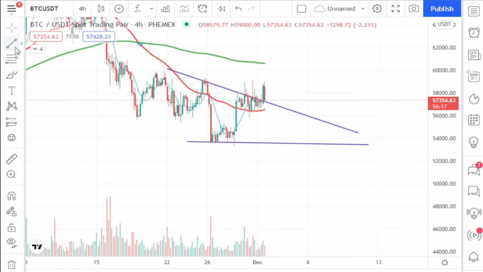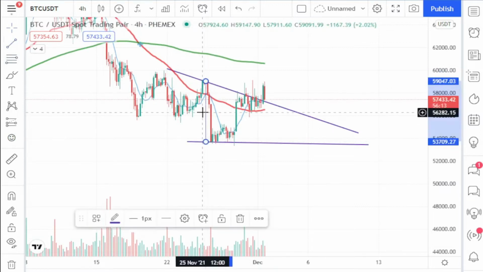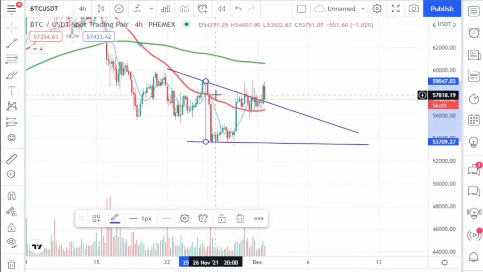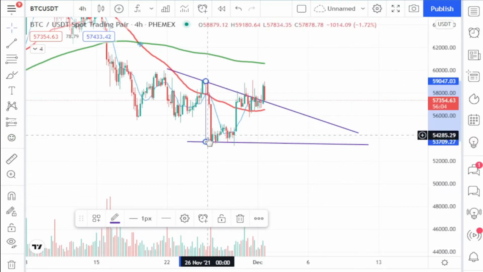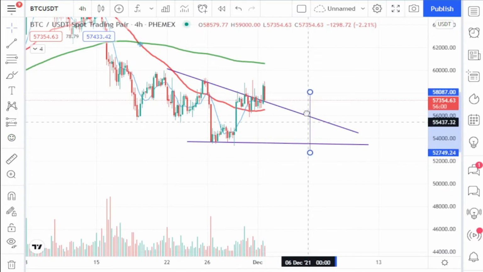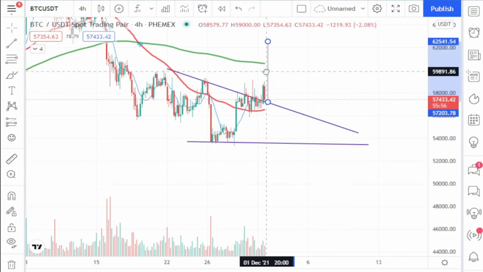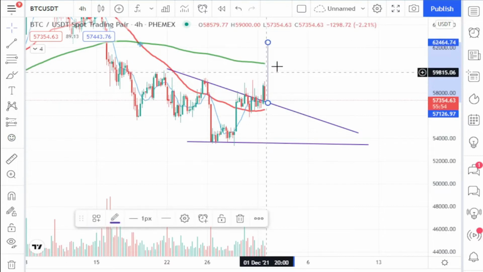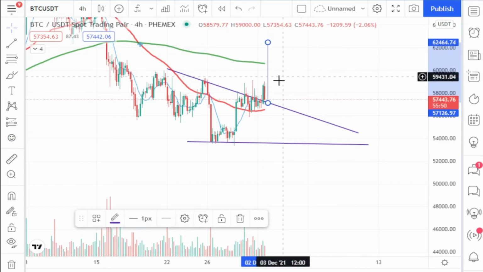So as said in the earlier video, if you measure this from here to here, that's the widest part of the descending triangle. Now the widest part means where the price meets both angles at the widest point. So that is it here. Now if it closes above here, normally our price target here is supposed to be $62,000. You can see that right here. So it's supposed to give us $62,000.